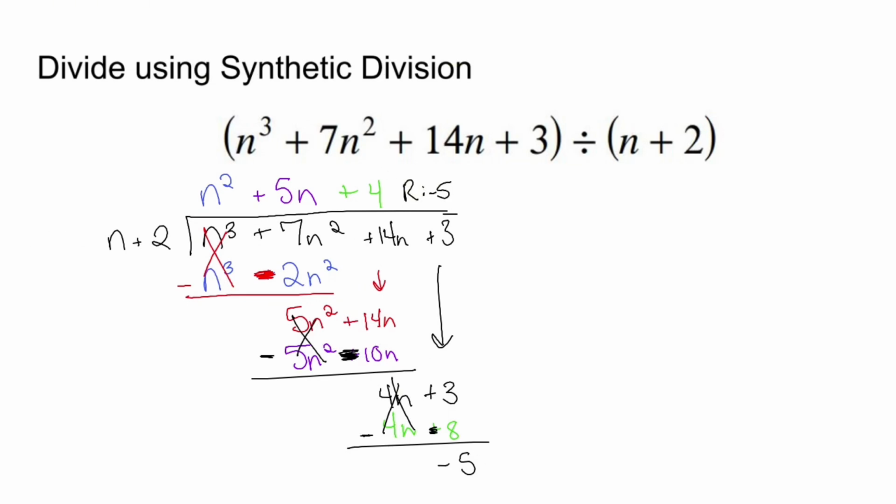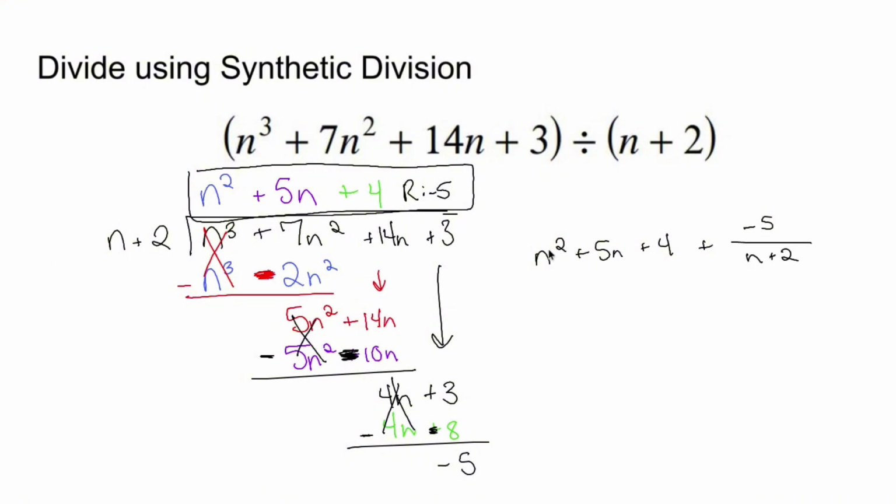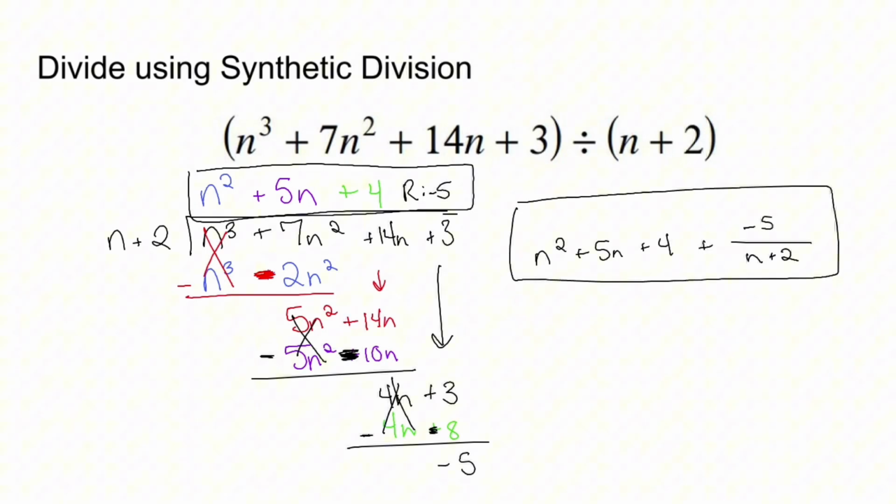Now for some classes and for some teachers, this might be acceptable. If you have a teacher that says nope, then your answer is going to be n squared plus 5n plus 4 plus negative 5 over the factor, n plus 2. Okay, so either one of these is acceptable. It all depends on what class you have and what teacher you might have and stuff like that.